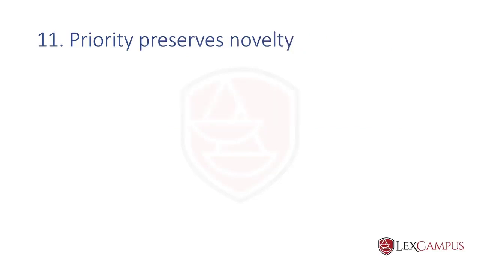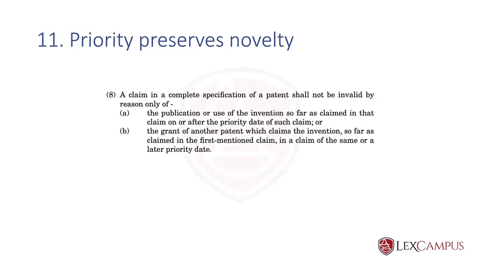And the last thing you need to remember when it comes to section 11 and priority is that priority preserves novelty. And this is the foundational principle. This is the concept on which priority is based. It preserves novelty. We get this from subsection 8. A claim in a complete specification of a patent shall not be invalid. And when we talk about invalidity here, we are talking about anticipation and novelty. It's in that sense. By reason only of publication or use, and these terms you will find in section 64. Section 64 talks about different types of anticipation. Anticipation by prior publication, anticipation by prior use.